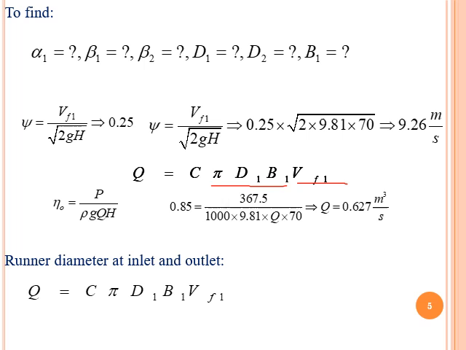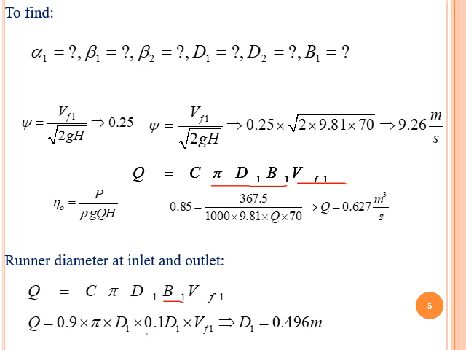So that means b1 is written in terms of d1, that is b1 is equal to 0.1 d1. The same thing is substituted here, and Vf1 value is known. So there is only one unknown in that case, that is d1, the diameter of the wheel. So now the diameter of the wheel is calculated, where instead of b1 it is taken as 0.1 d1, and Vf value is known, and d1 is equal to 0.496 meter.